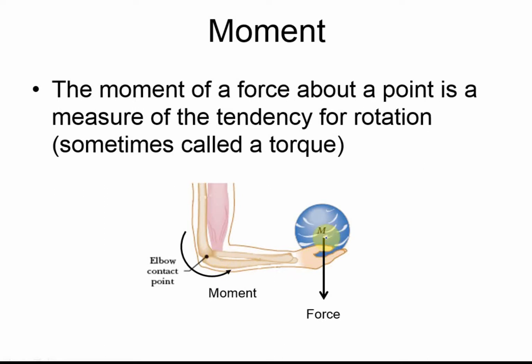So let's say this is your force and this is the elbow contact point. Then if you know the vector from here to here, for example, then the cross product of that vector and the force vector gives the moment, or torque, applying at the elbow contact point.